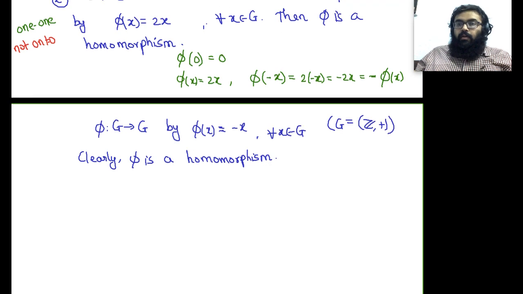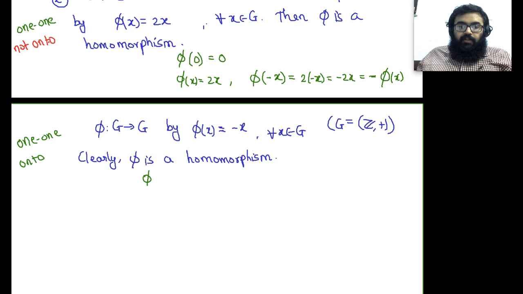Right. And what about 1-1 and onto? It is just the inverse of each other, so this map is 1-1. It is also onto. The first one was not onto. So when we consider so many examples, we come across homomorphisms which are 1-1, which are not 1-1, which are onto, which are not onto. Whenever we want to give a particular example or counterexample, practicing and verifying a lot of examples, thinking about these examples, would actually help.